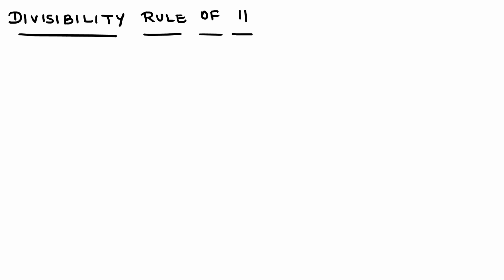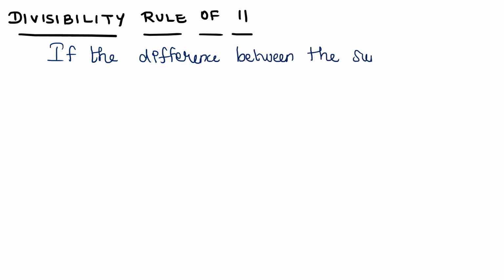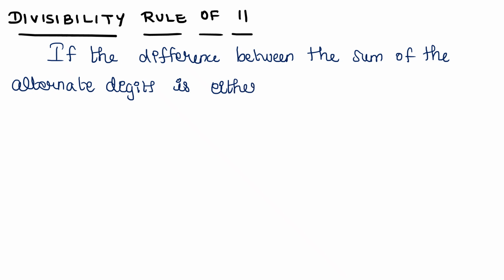So I will write down here, if the difference between the sum of the alternative digits, it's very important. Let me explain with an example, that will be very helpful to understand better the statement I am providing here. The difference between the sum of the alternative digits is either 0 or 11. So now let's take an example to make it very clear.